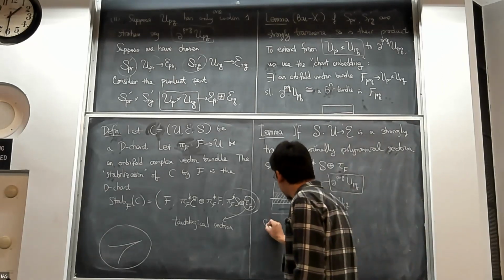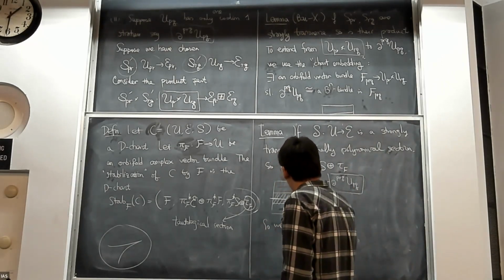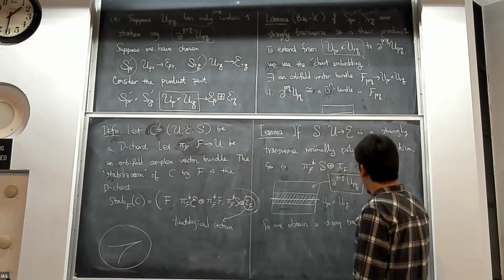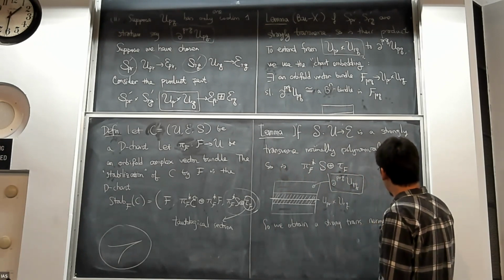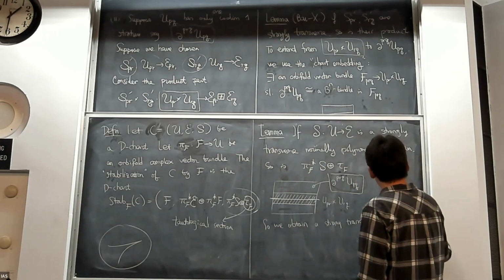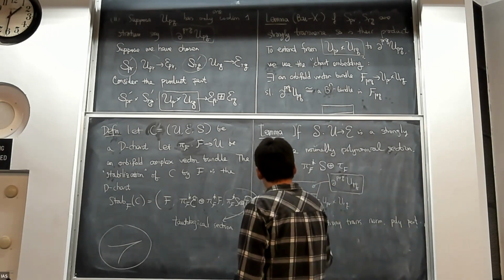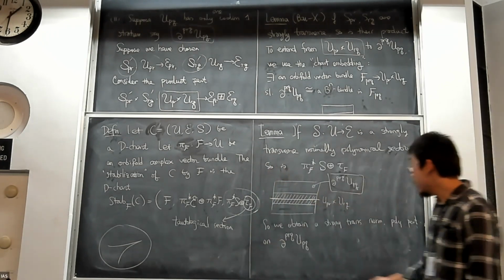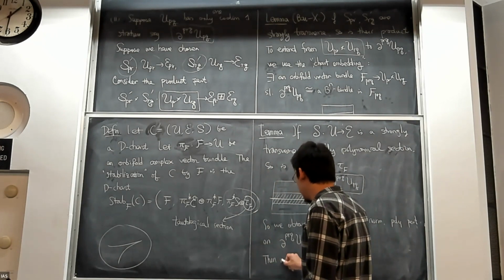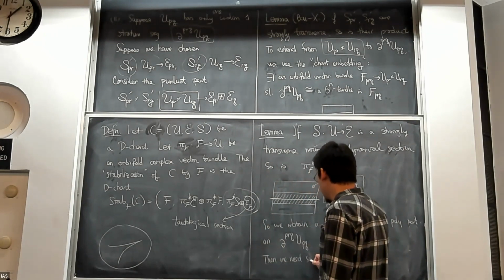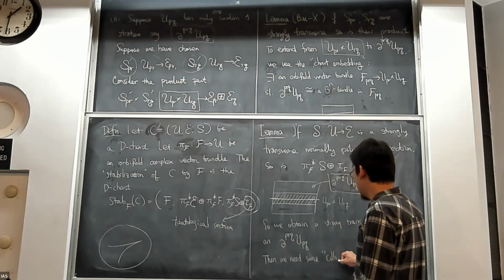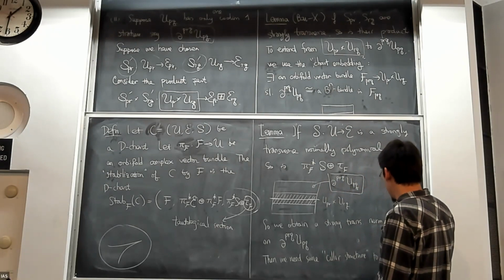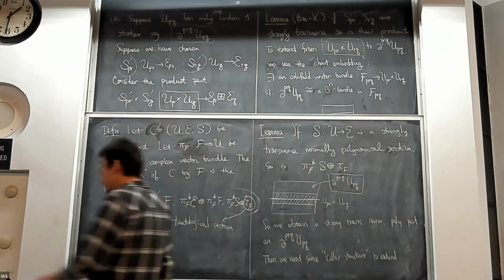So we obtain a strongly transverse normally polynomial perturbation on the boundary stratum. And then we need some Floer structure to extend to the interior.